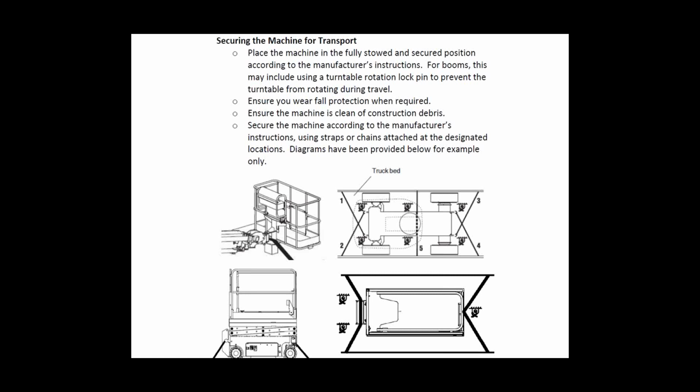Ensure the machine is clean of construction debris, because as we remove these machines from job sites, we find a lot of debris that needs to be removed before we transport them down the road, to keep windows from getting knocked out and so forth. Again, we want to secure the machine according to the manufacturer's instructions, using the appropriate hardware, chains, straps, or whatever we need according to the particular machine that we're transporting. And again, there are diagrams below to help you accomplish that.